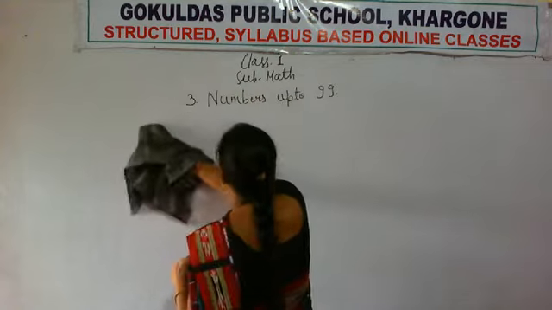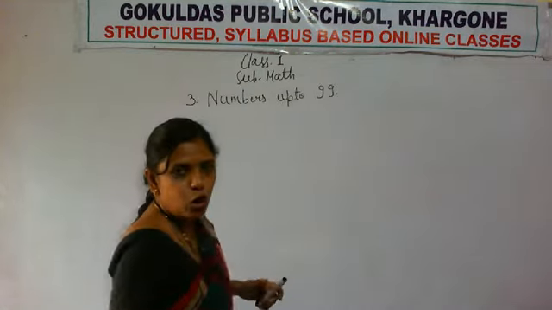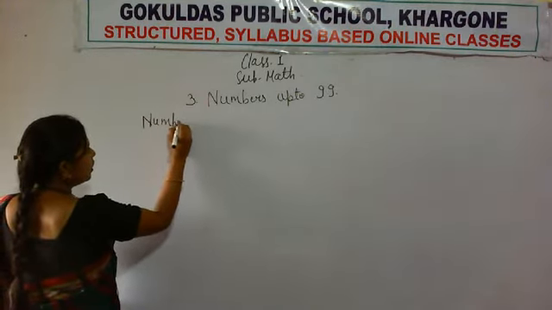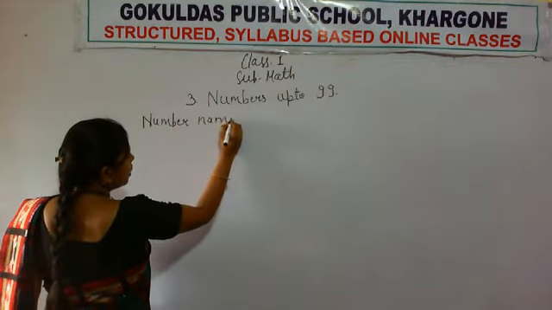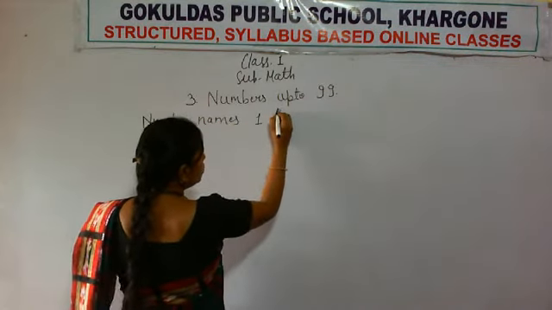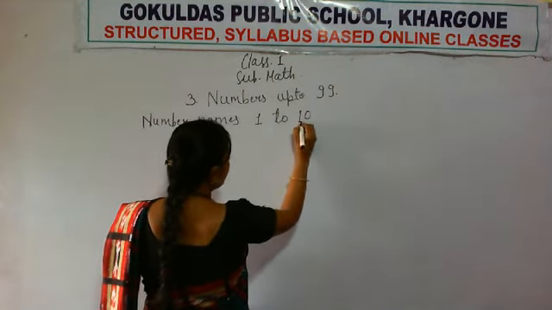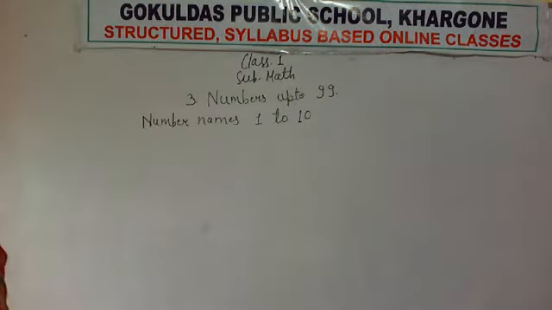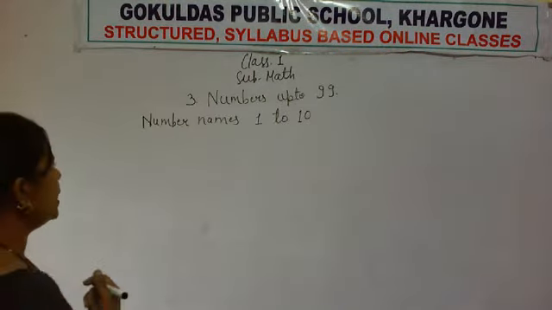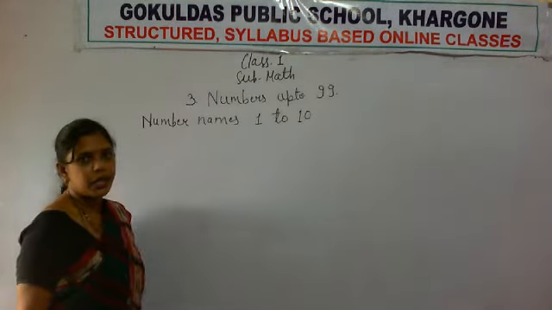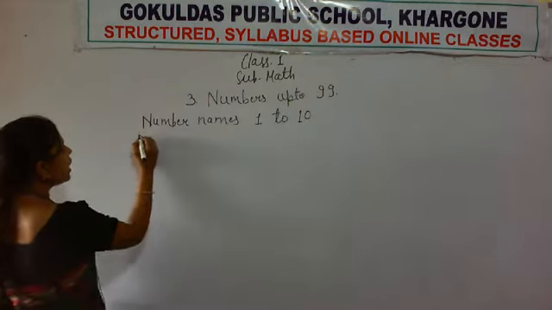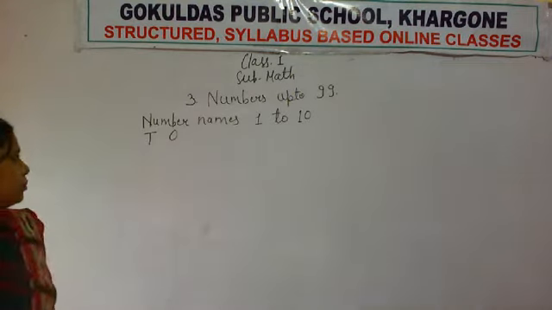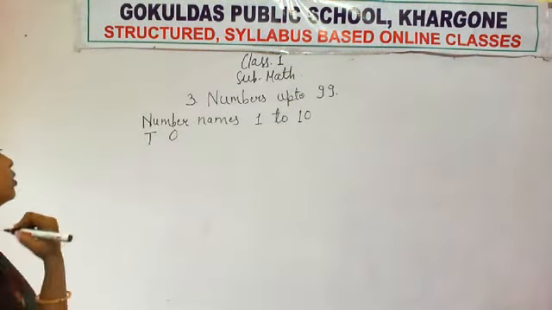Okay, now write a new topic. Write number names 1 to 10. This you have to write. Write just now. Write with me. Number names 1 to 10. Again you write T in one column, 0 in another column. Okay. T in one column, 0 in another column.